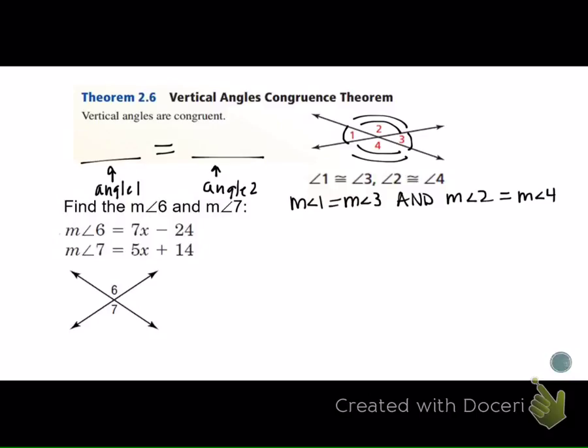So it doesn't tell us that these are vertical angles. So why are angle 6 and angle 7 vertical angles? What makes those vertical angles? We kind of talked about this Friday. What makes a vertical angle? What do you know about a vertical angle?